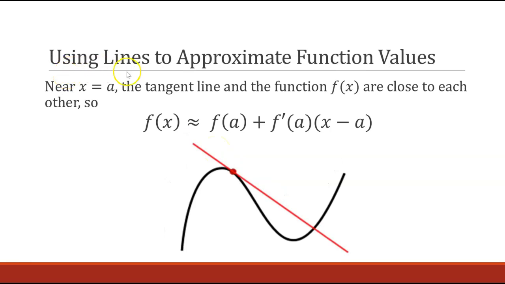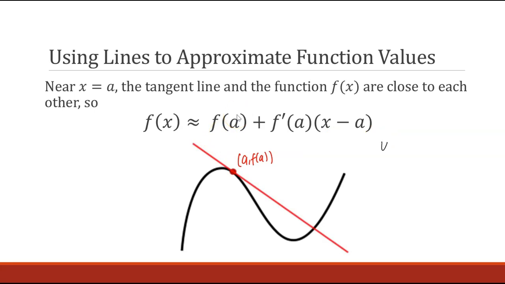So as I just mentioned, we're going to be using lines to approximate function values. Near x equals a, the point of tangency that we're calling (a, f of a), the tangent line and the function f of x are close to each other. Near that point of tangency, the function itself and the tangent line are pretty close together. So the function f of x is approximately the tangent line.